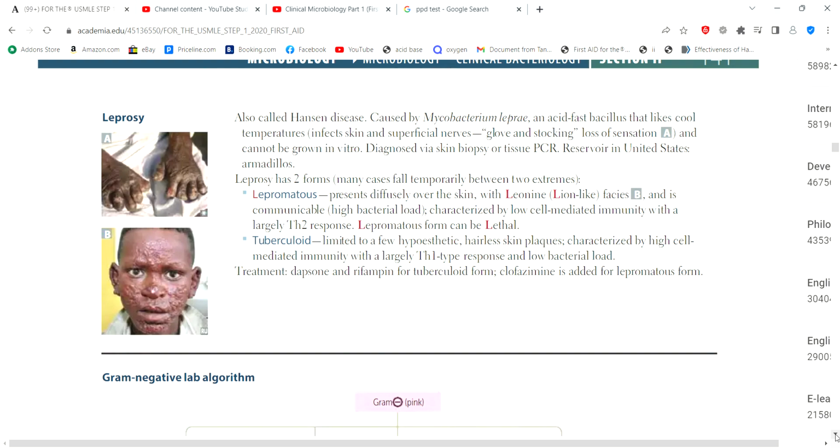So here, leprosy is also called Hansen disease. It is caused by Mycobacterium leprae, an acid-fast bacillus that likes cold temperatures, infects the skin and superficial nerves, glove and stocking loss of sensation. Okay, glove and stocking loss.